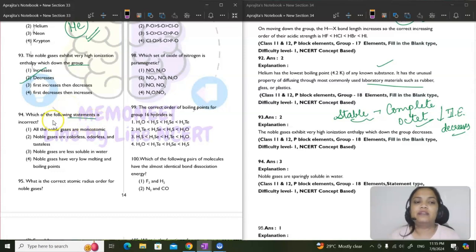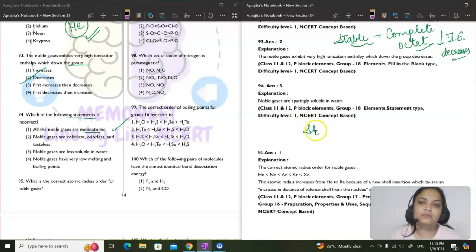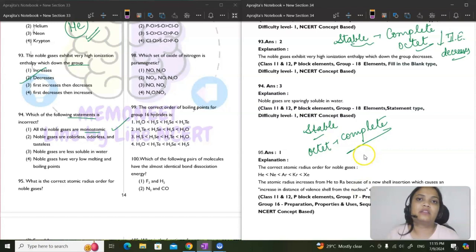Which of the following statements is incorrect? Next question. All the noble gases are monoatomic. This is true, students. Noble gases are monoatomic because they are stable. Their octet is complete. And if the octet is complete, you know that they will not bond with any other element or with each other. So they exist as single atoms like helium, argon, neon, krypton, xenon, because they are already stable.